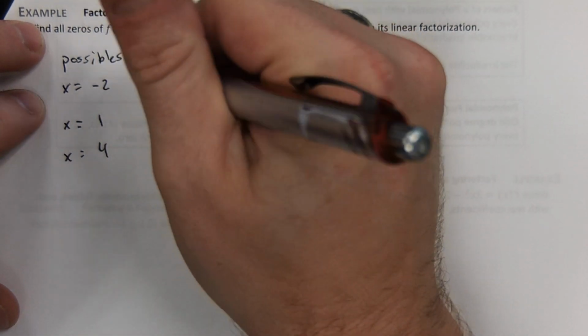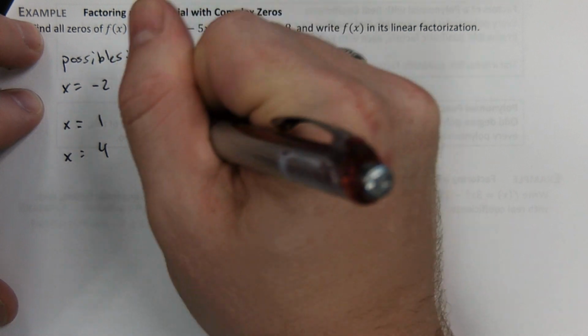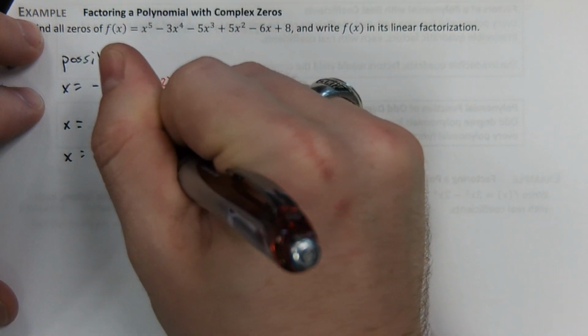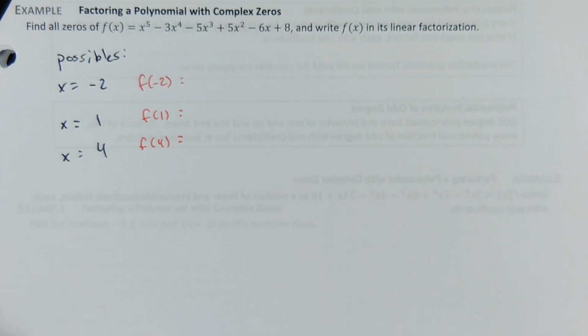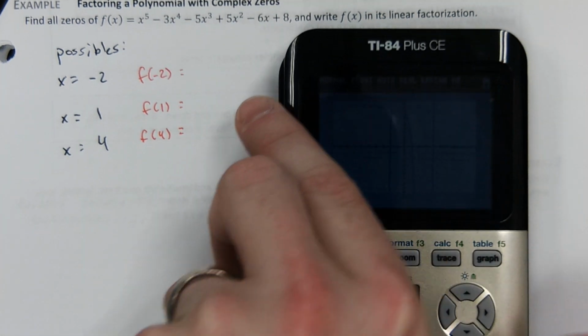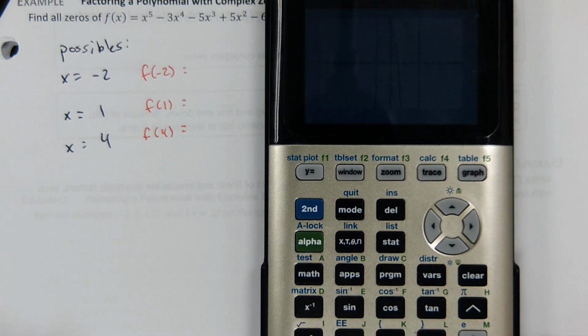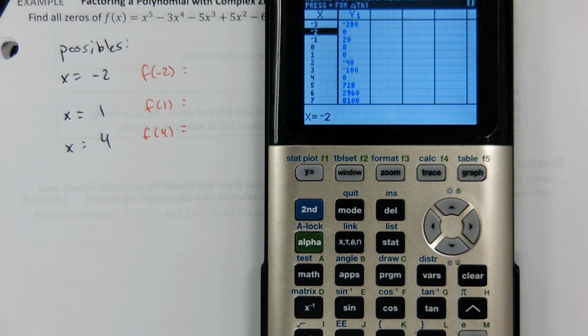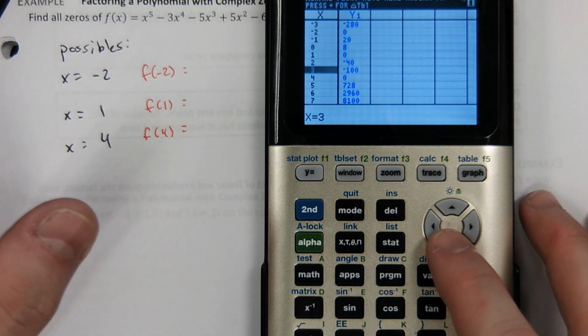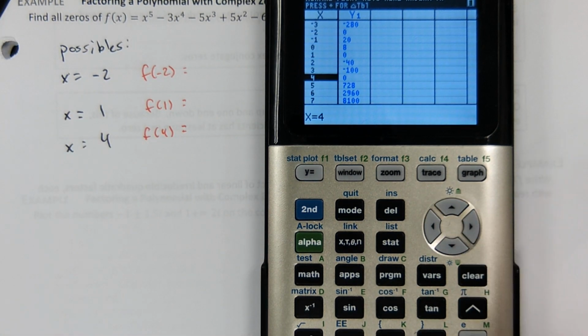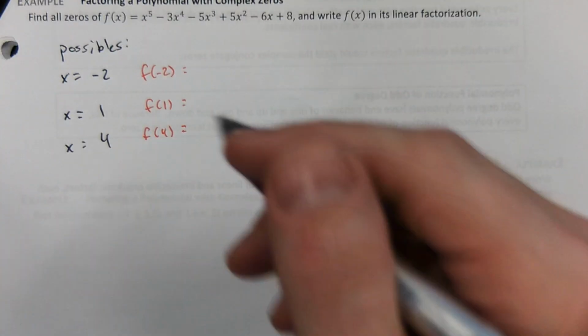So we're going to see what is f of -2, what is f of 1, and what is f of 4. And because I don't feel like typing all that out, we're going to cheese this a little bit and go to the table. Second graph button. And this is a table of values. Then look at the y values when x is -2. Yay, it's 0. When x is 1, yay, it's 0. When x is 4, yay, it's 0. So yes, all three of those numbers are solutions.